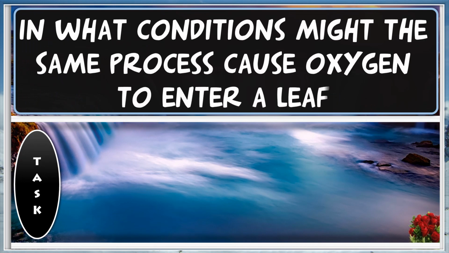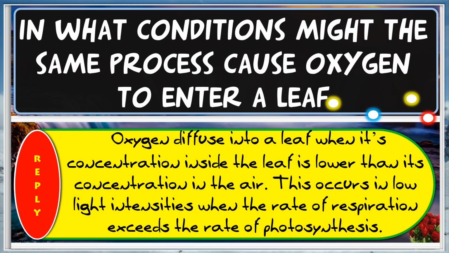In what conditions might the same process cause oxygen to enter a leaf? Oxygen diffuses into a leaf when its concentration inside the leaf is lower than its concentration in the air outside. This occurs in low light intensities when the rate of respiration exceeds the rate of photosynthesis.